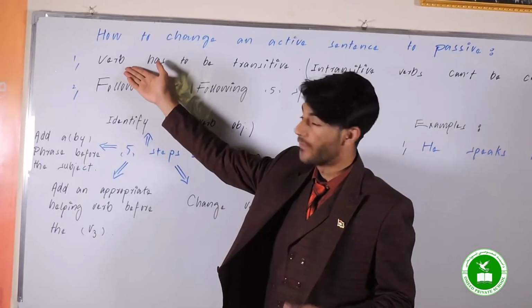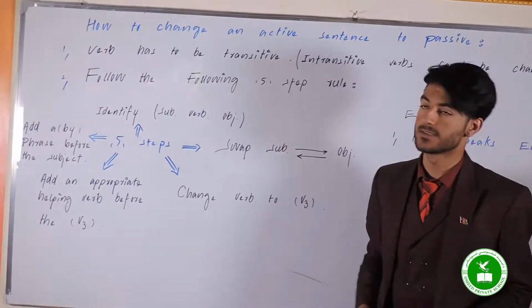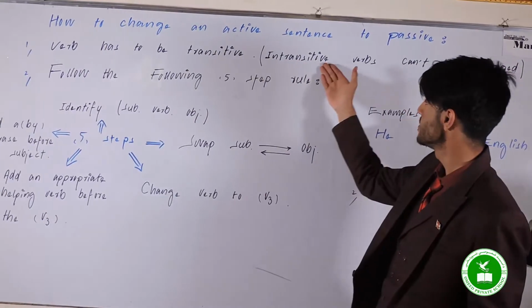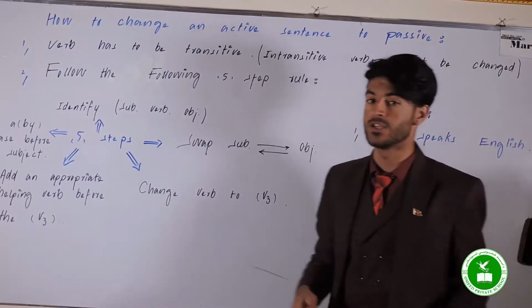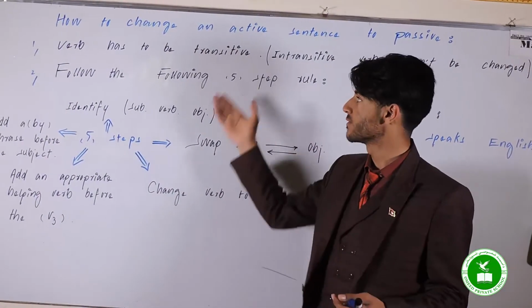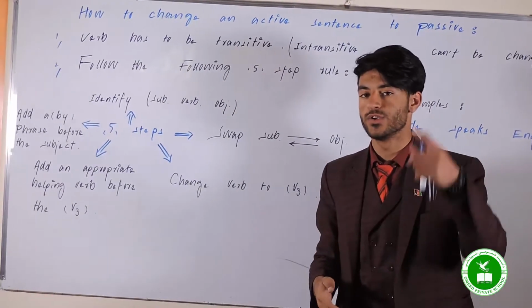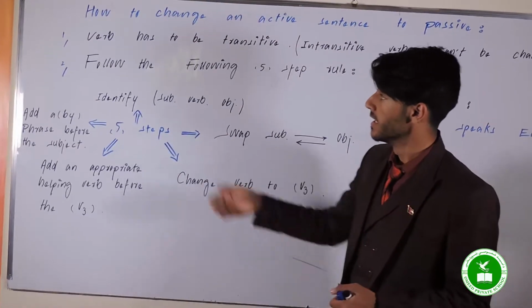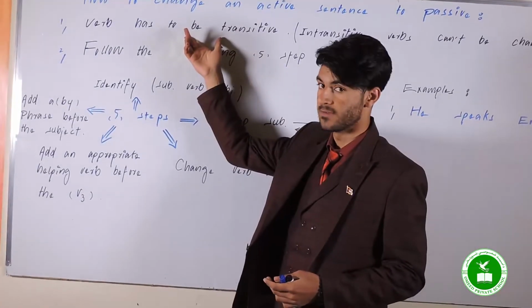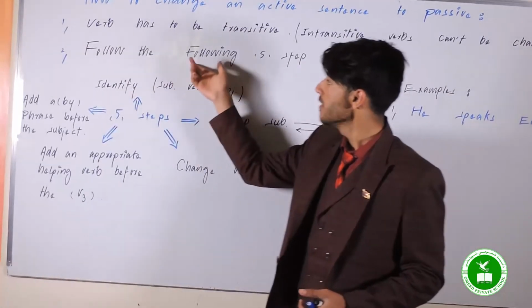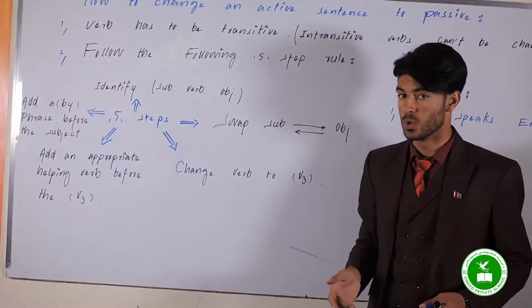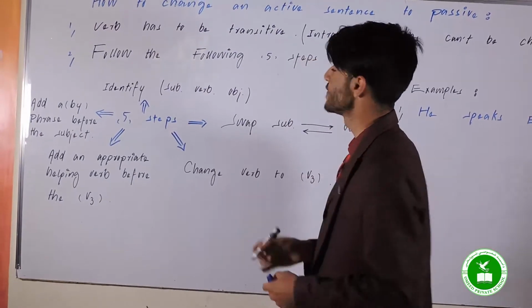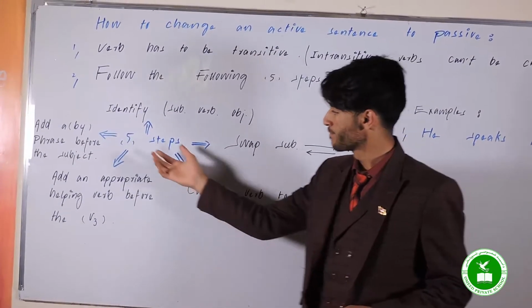The first rule, verb has to be transitive. Verb has to be a transitive verb, which means intransitive verbs can't be changed. If you don't know what transitive and intransitive verbs are, you should watch the previous video if you haven't watched. Okay, so verb has to be transitive, right? Number two, follow the following 5-step rule. What are those 5 steps?